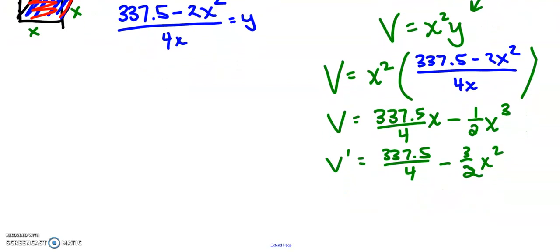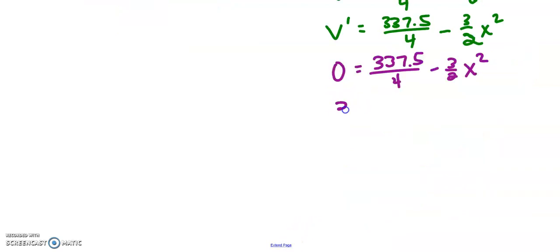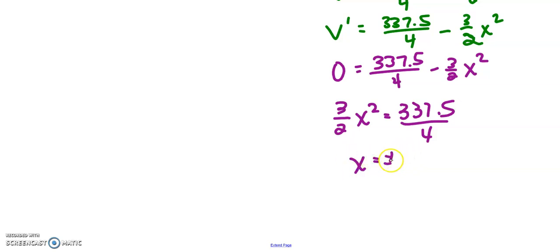This will not ever be undefined because I never have anything on the bottom that's going to cause me a problem. So this will be 337.5 over 4 minus 3/2 x squared equal to 0. I can add the 3/2 x squared to the other side. Multiplying, taking square roots, I end up with x equals plus or minus 7.5. Well, a negative dimension wouldn't make sense here.